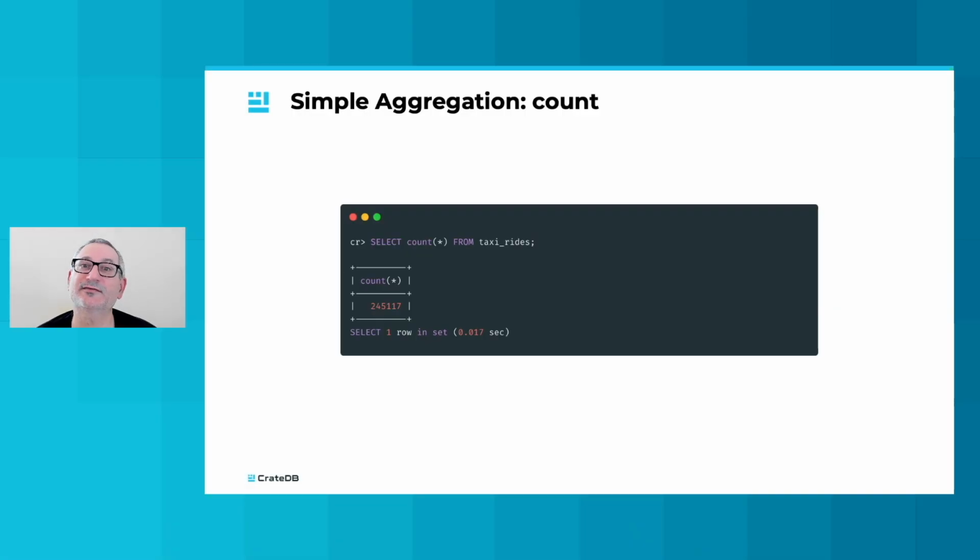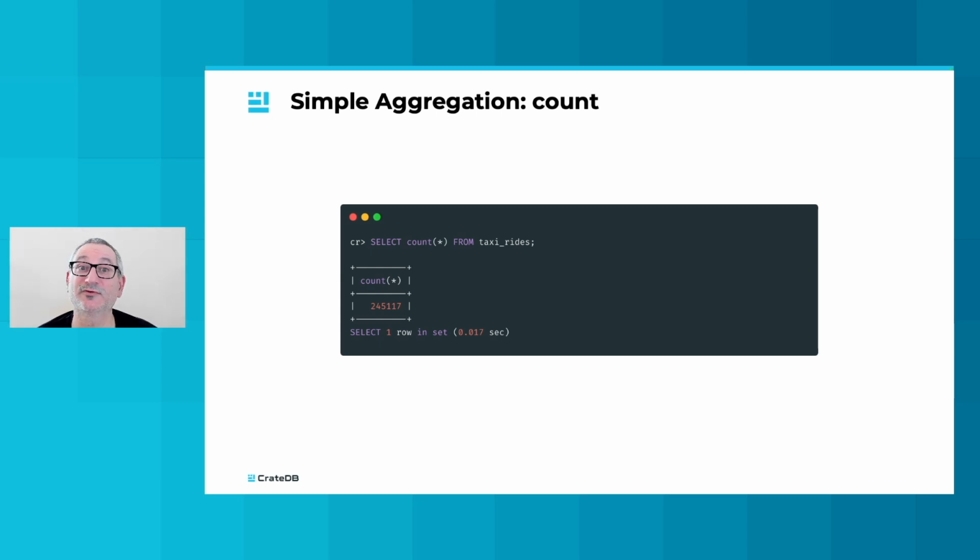Here, I've connected to my CrateDB cluster with the Crash CLI. The first thing to do is find out how many records are in our taxi rides table. This query tells us that there are 245,000 records. These are all of the rides for the month of April 2024.